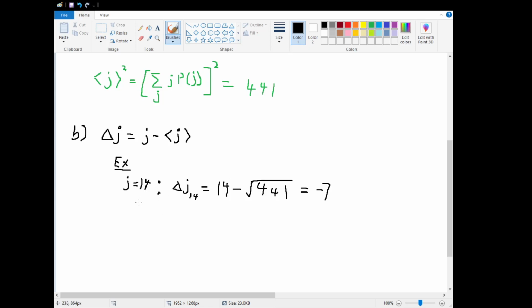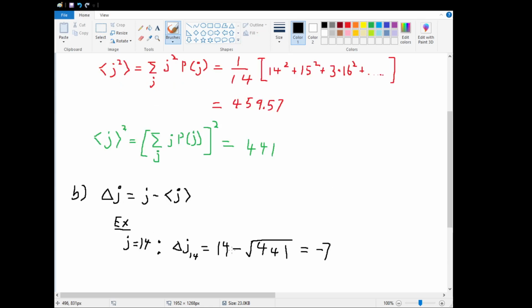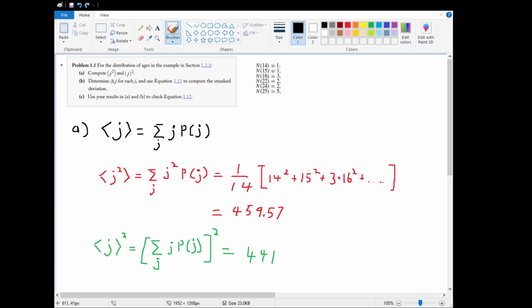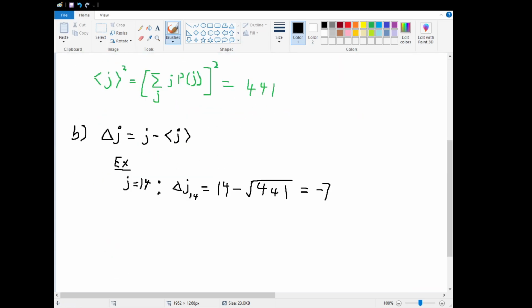And then we can go down and do the same thing for all of the other ones. We just replace 14 with 15, and then 16, 22, 24, 25, etc. Kind of a trivial math exercise, we'll leave it at that.